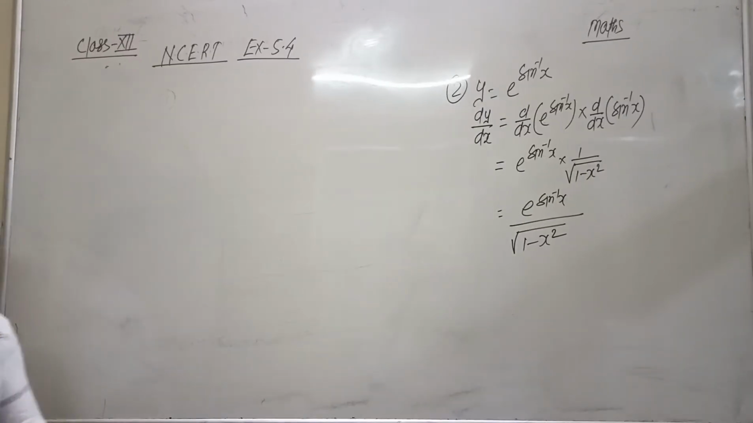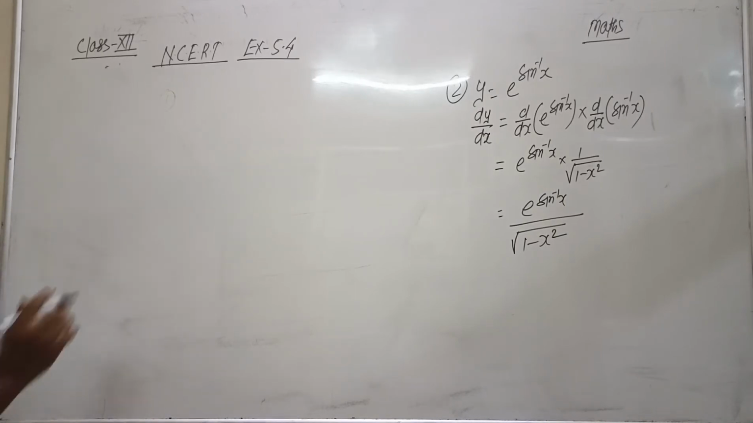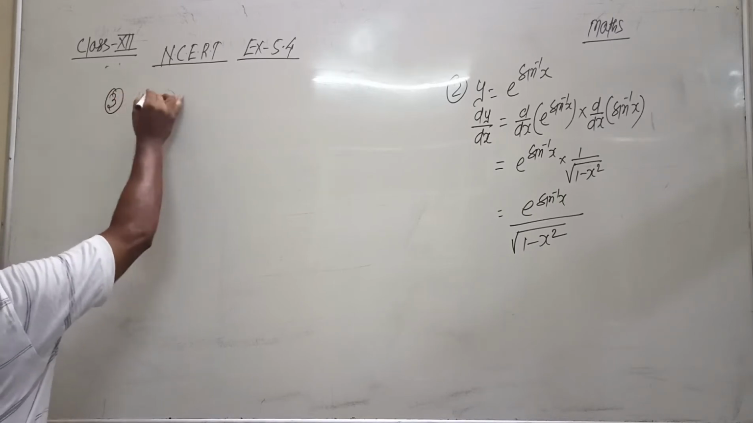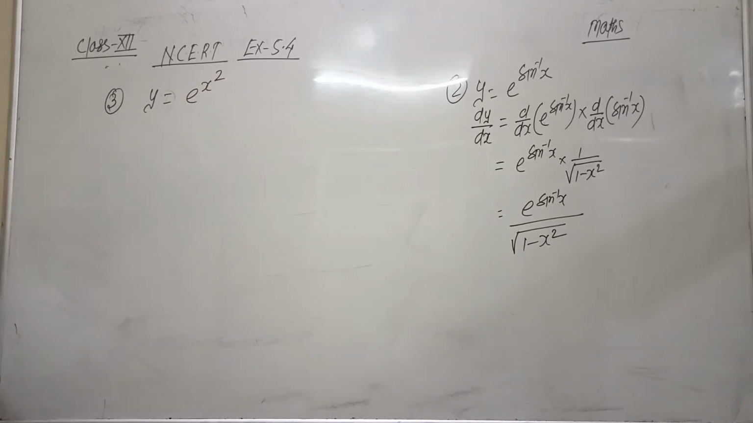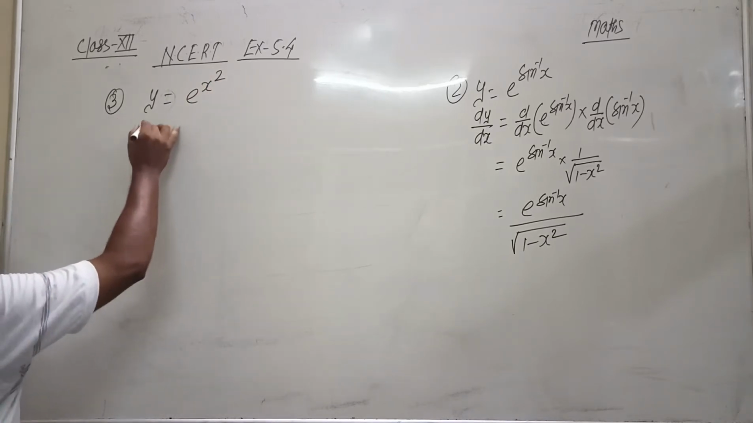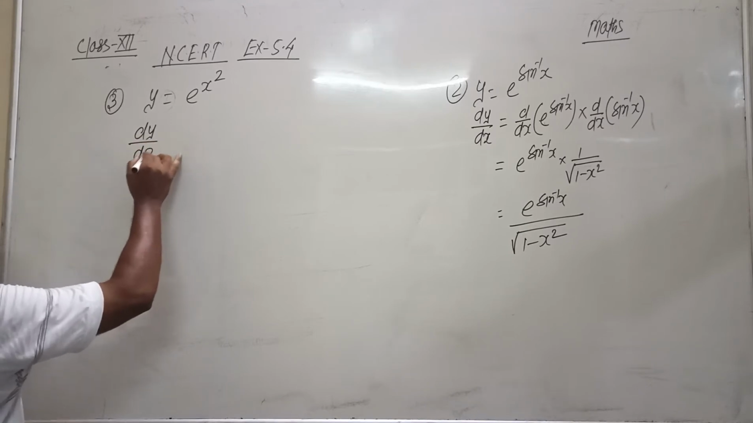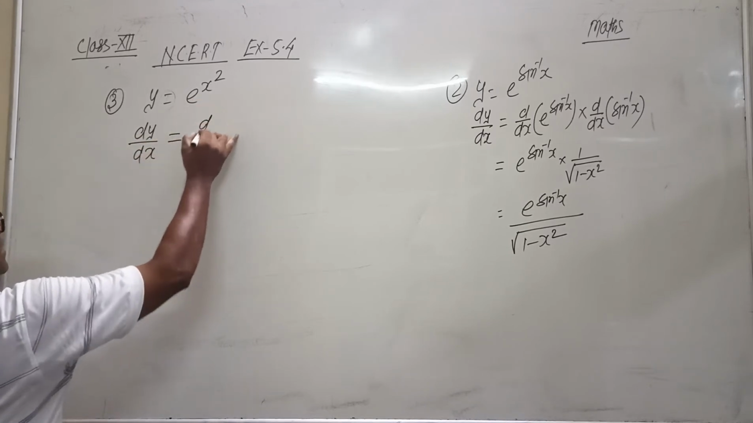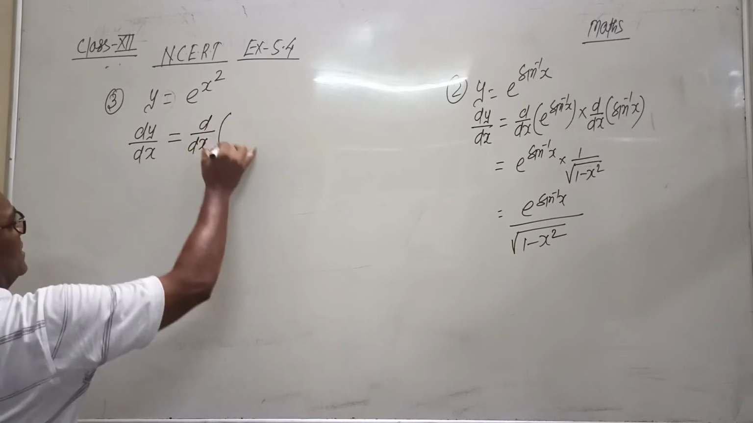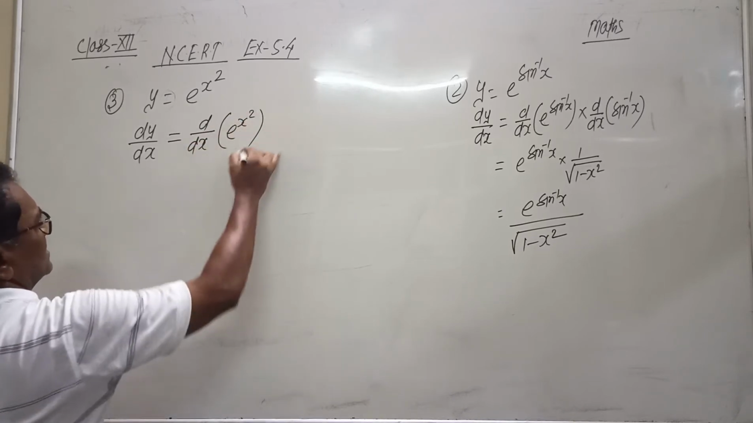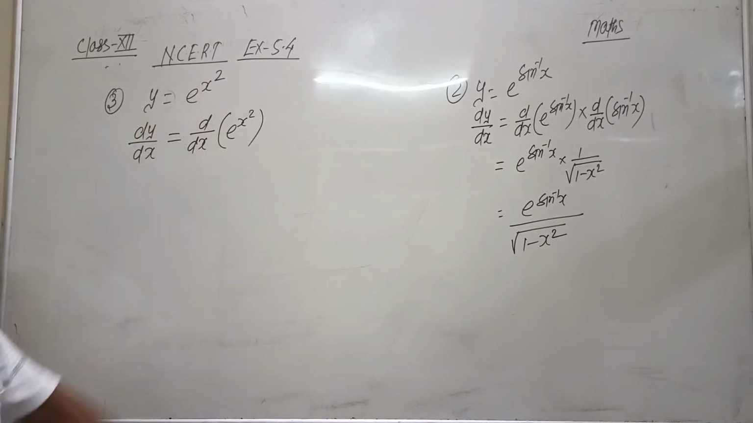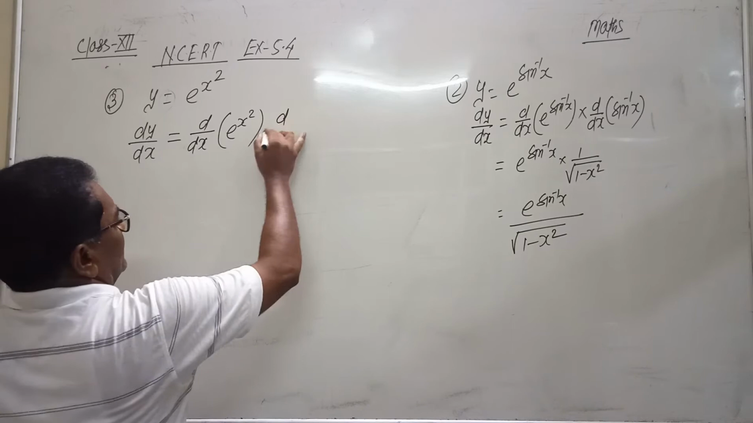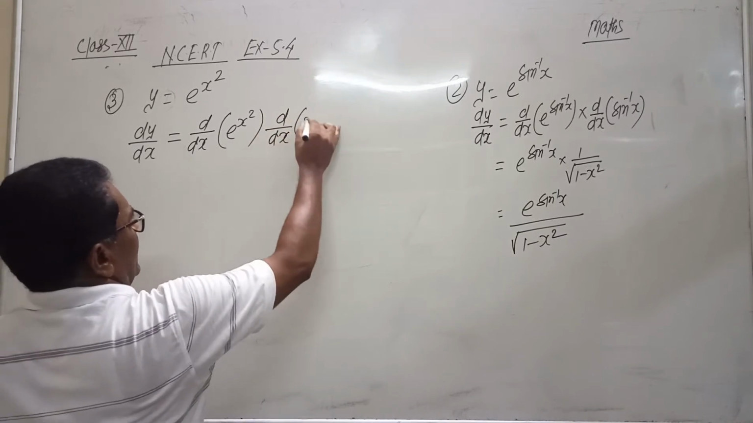Question number 3. y equals e raised to the power x square. So differentiation of y, dy by dx, will be written d by dx of e raised to the power x square. Now drop e, so it remains x square, then d by dx of x square.